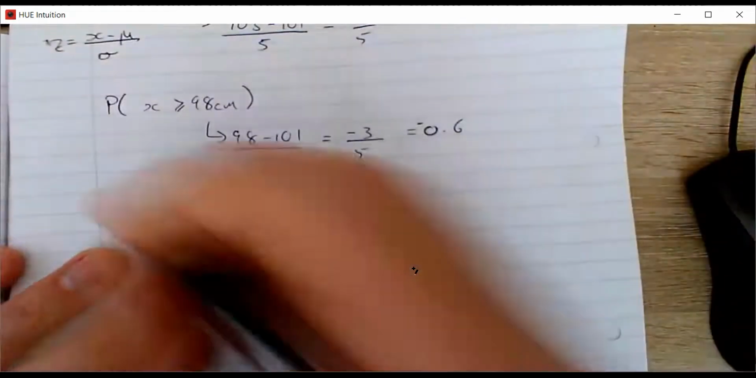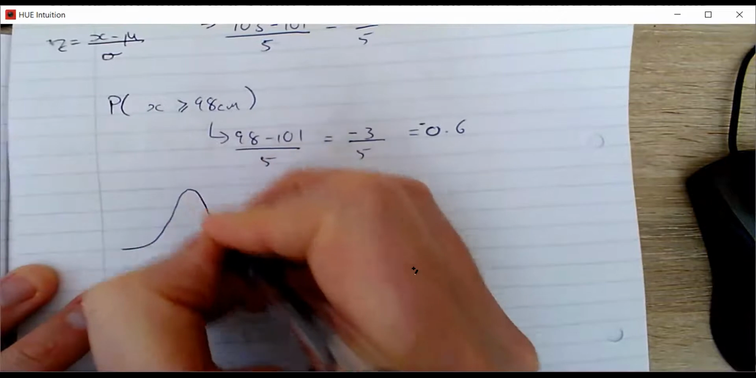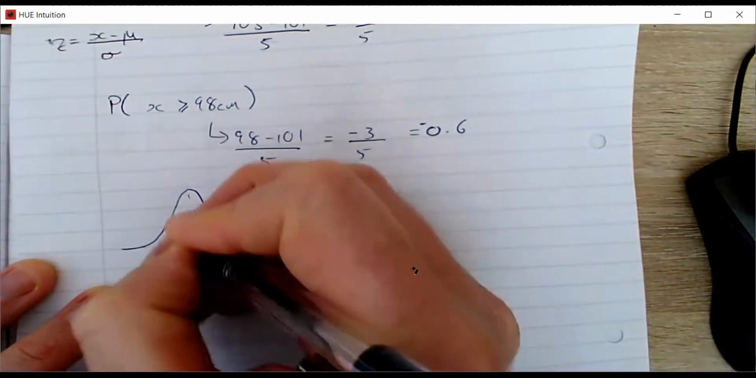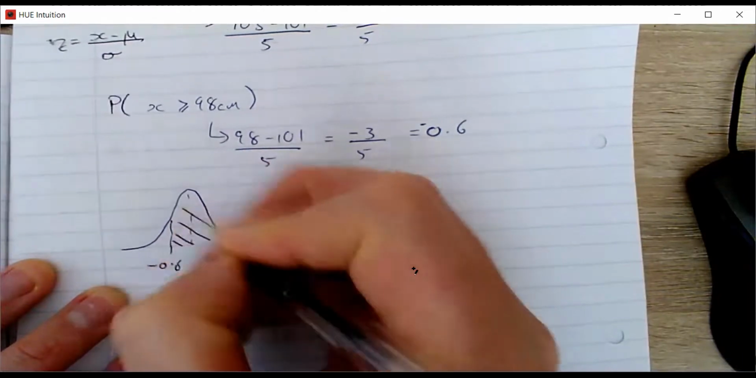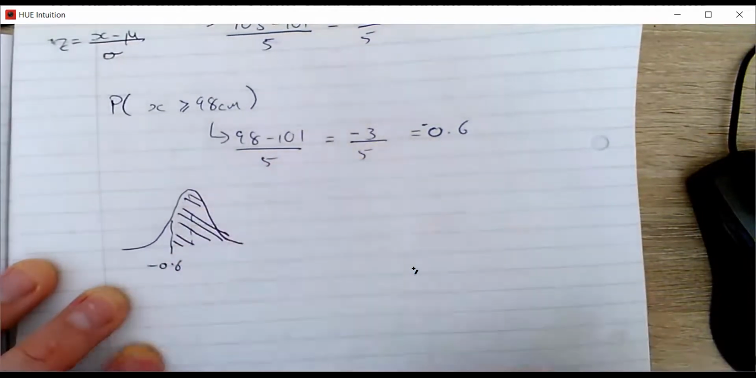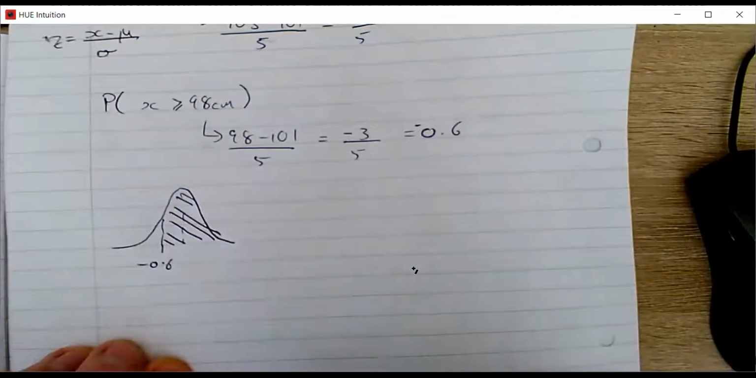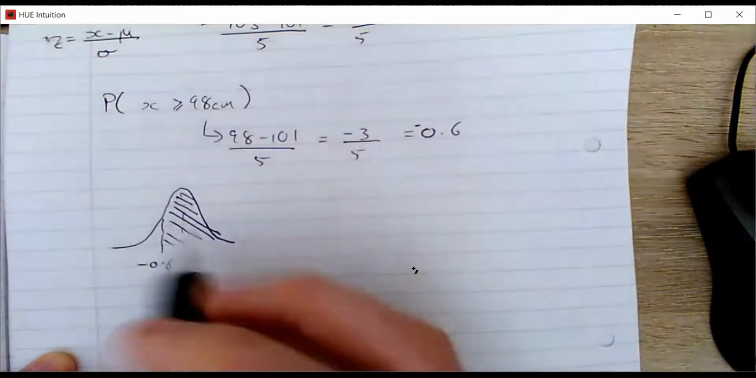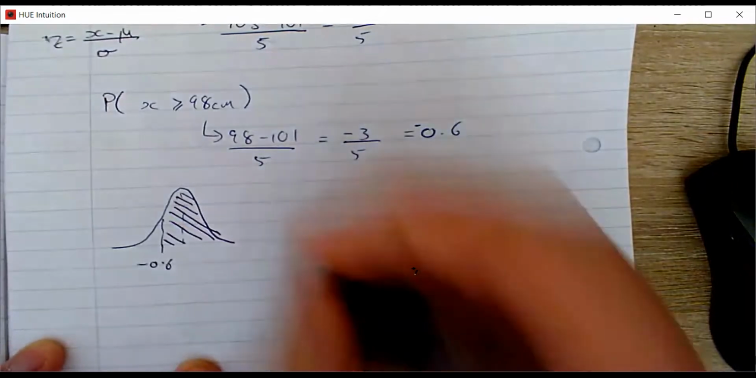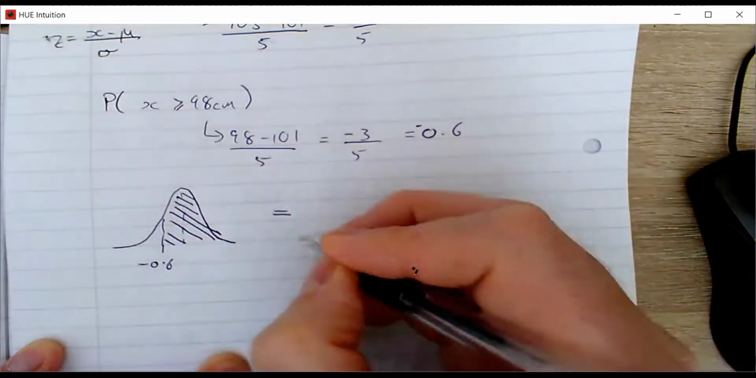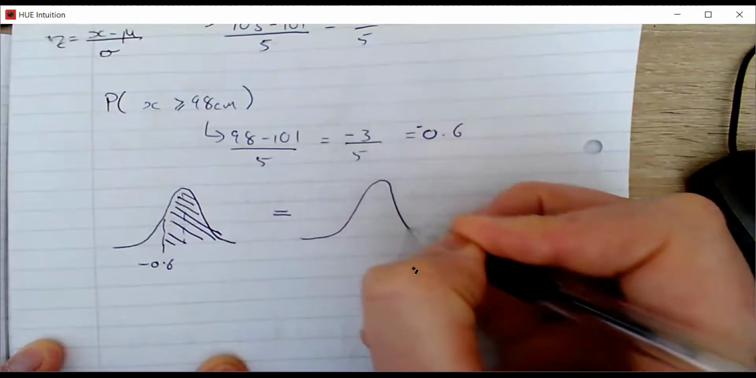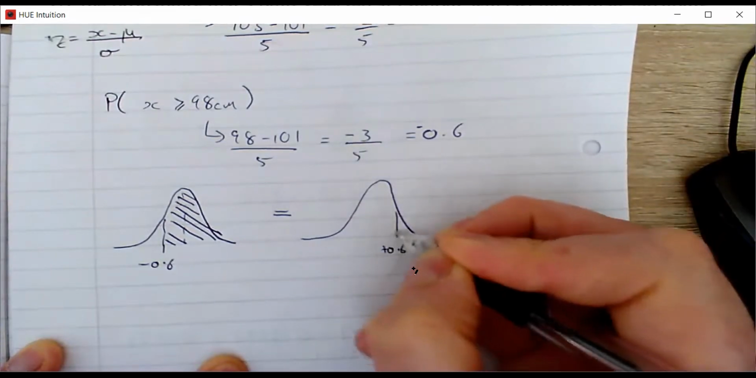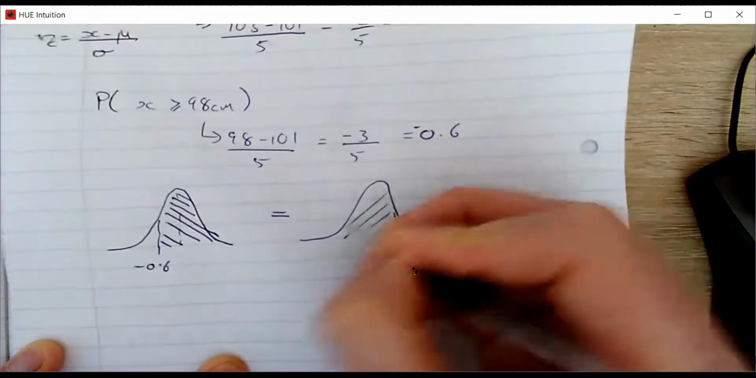Okay, but again, always good, sketch out as you go, loads and loads of these diagrams. Minus 0.6, you want the proportion of people greater than minus 0.6. Now, we haven't seen how to do that. Okay, so we don't know how to do that for the moment, but remember this is a symmetric distribution. So that's going to be the same as the proportion of people who are less than plus 0.6.